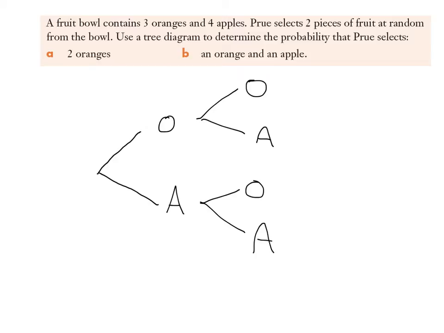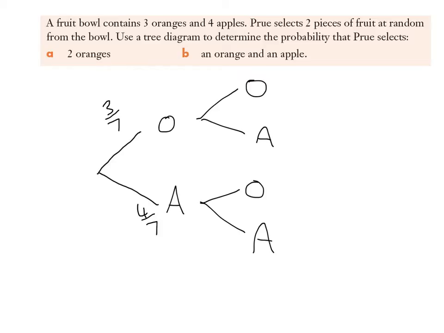Now, if she's choosing them at random, which she does, and there are 3 oranges and 4 apples, she's more likely to pick apples on the first go. So down here, we might just write 4 out of 7 for the probability of picking an apple. Along the line of the orange, I'll write 3 out of 7 because there are fewer oranges.